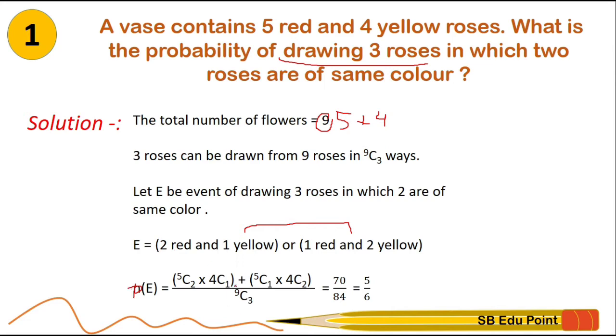So 9C3 are the total possible outcomes, and the favorable outcomes. We need to draw 2 red out of 5, so 5C2 ways can be done into 4C1. And always we have to multiply, and for the OR we have to add, because these are the two cases, but this makes the complete event, so we need to multiply these two combinations. 5C2 means 5 factorial upon 2 factorial into 3 factorial. So I'll evaluate this part.